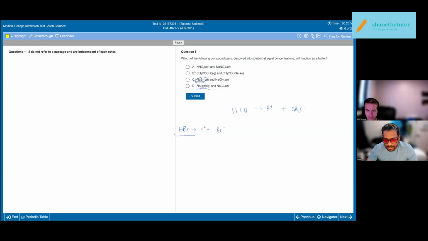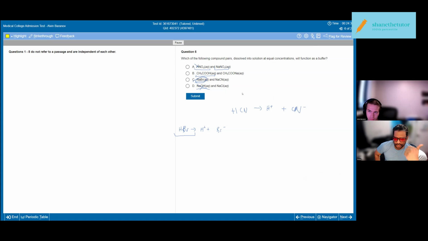And then nitric acid here is a strong acid, and this is the conjugate base of that strong acid. So that's out. And this is acetic acid, which is a weak acid. It's like vinegar, right? It's an organic acid, a carboxylic acid, and usually those are not very strong acids compared to something like HBr or HCl.